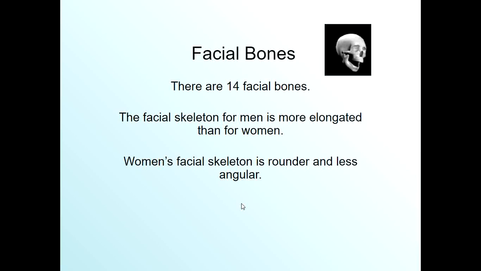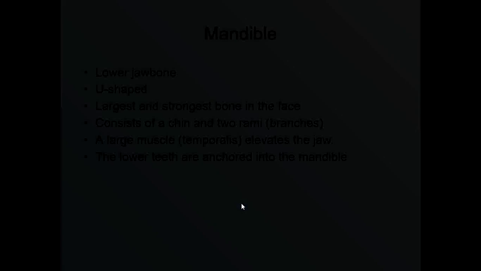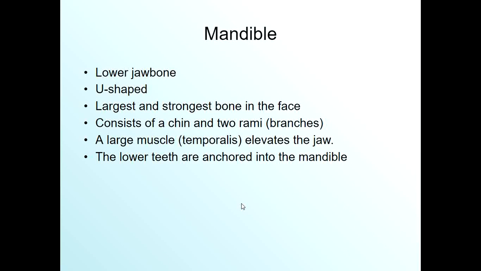Men's skeleton tends to be more elongated and angular, whereas women's is shorter and more rounded. So we have more of a feminine look, whereas men have a more masculine look to their facial bones. The mandible is our lower jawbone. It's U-shaped. It's the largest and strongest bone in the face.